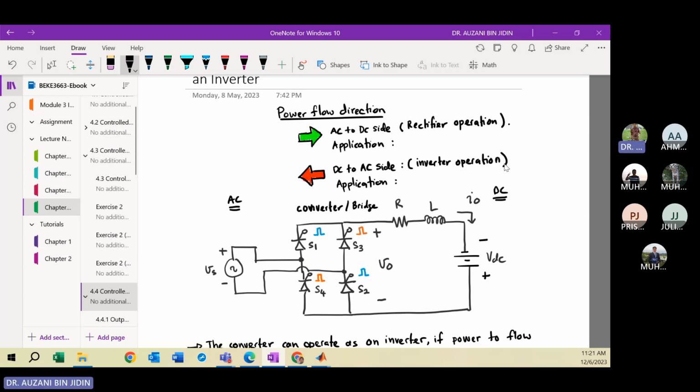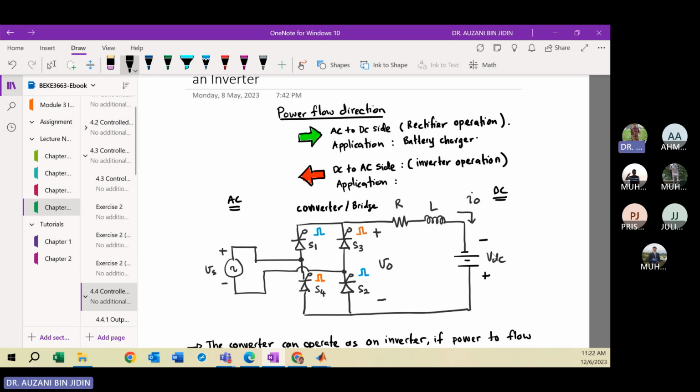Okay. So the application for rectifier operation, for example, is a battery charger, because you transmit the power from the AC to charge the battery. So the DC voltage polarity must be opposite: the plus at the top, minus at the bottom. Okay? So you operate the converter as a rectifier to charge the battery, for the battery charger application.